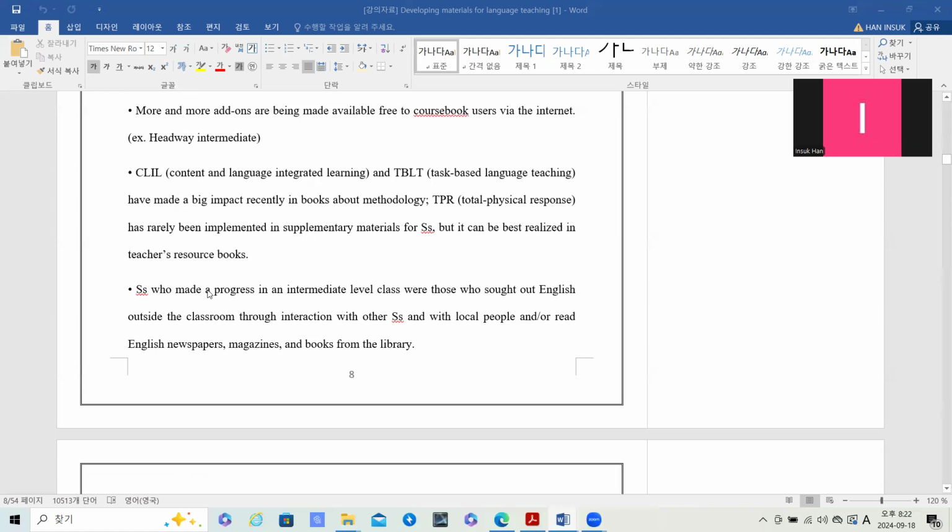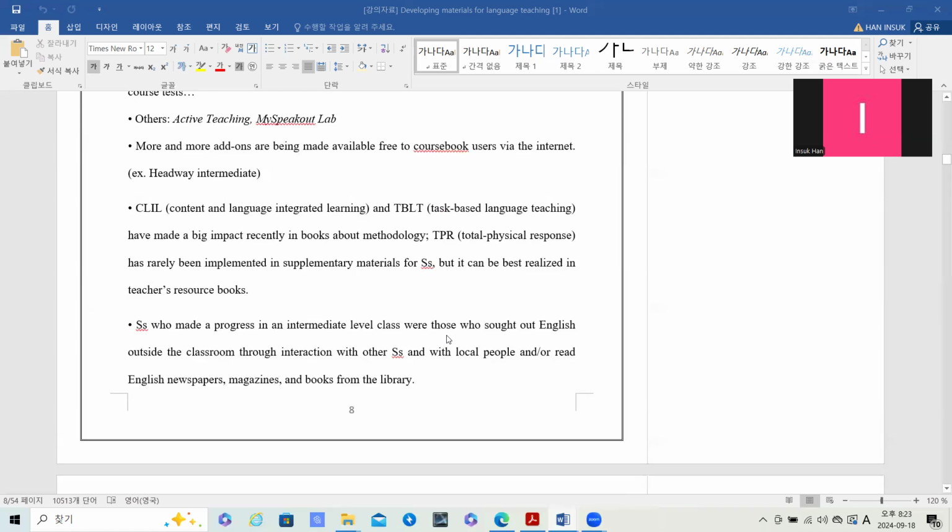And students who made progress in an intermediate level class were those who sought out English outside the classroom through interaction with other students, with local people, and/or by reading English newspapers, magazines, and books from the library. This means that activating and facilitating English language learners' English language competencies and their exercising of what they have learned requires them to use or apply what they have learned in the actual context, in their real life context.